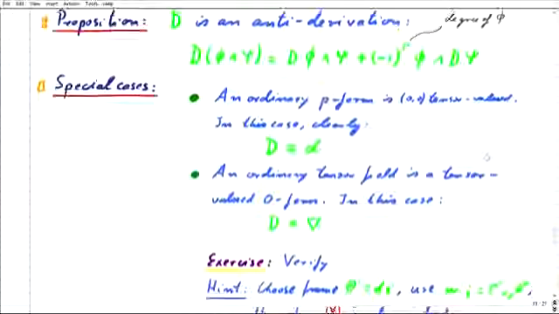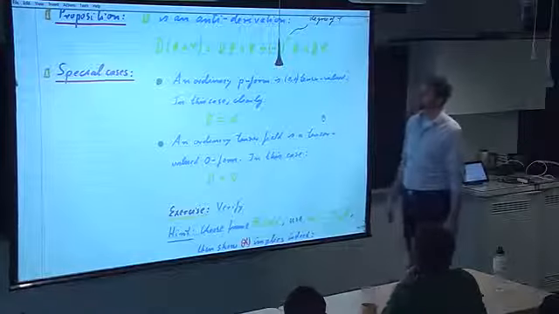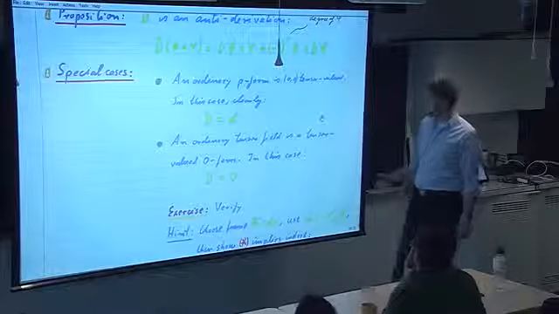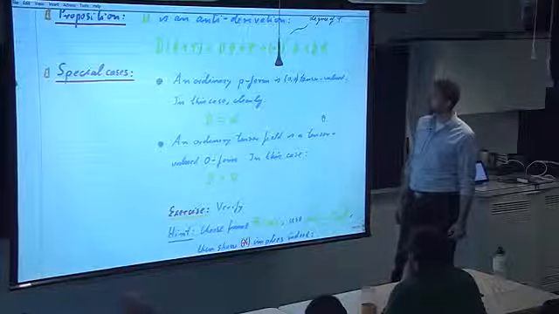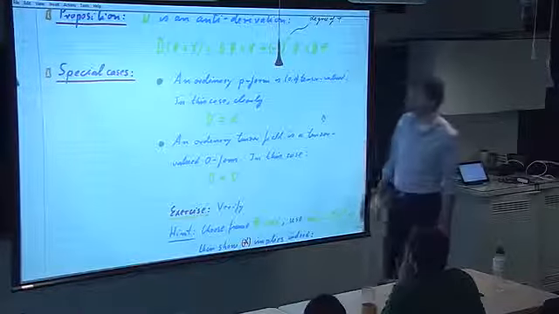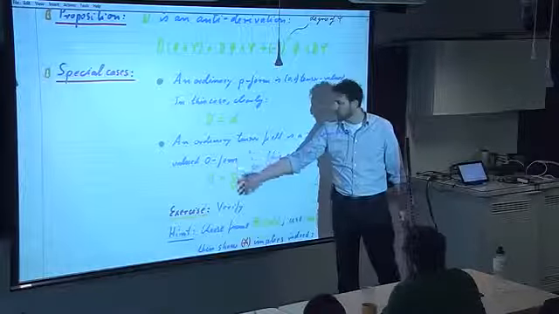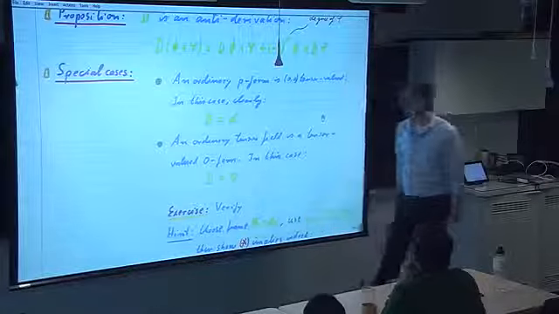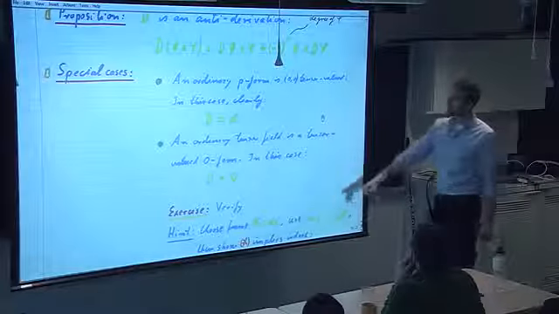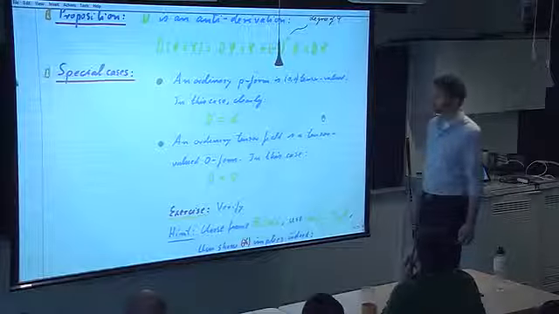For special cases, an ordinary P form is a 0, 0 tensor valued P form. And in this case, as I explained already, the capital D is just d. On the other hand, if what we're dealing with is an ordinary tensor, then it's a zero form, so the capital D then is just the covariant derivative. Remember, the absolute covariant derivative without specification of the direction in which we differentiate.